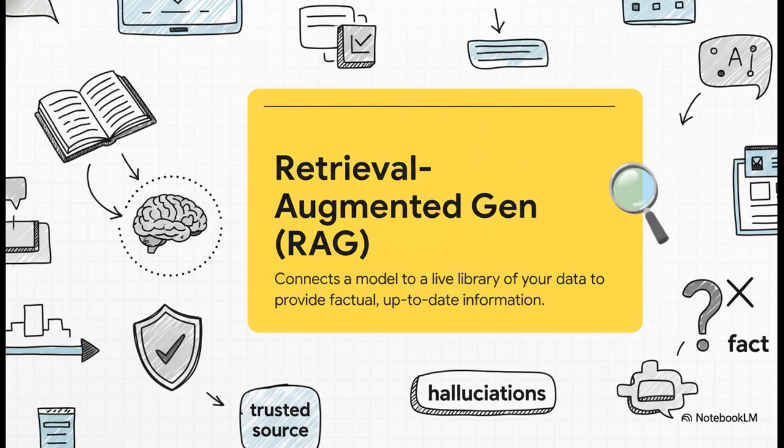But there's another way. It's called Retrieval-Augmented Generation, or RAG. Instead of totally retraining the model, RAG basically gives it an open book test. You connect it to a live library of your own trusted data, like your internal company knowledge base. This keeps its answers grounded in fact and seriously reduces the risk of it hallucinating or making things up. It's a game changer for customer support bots.